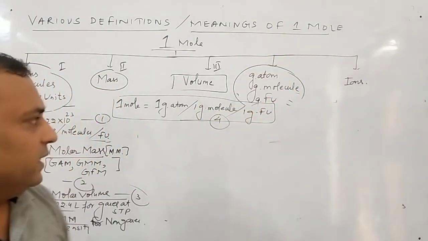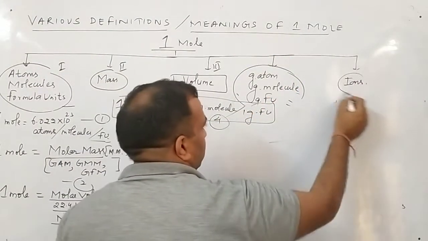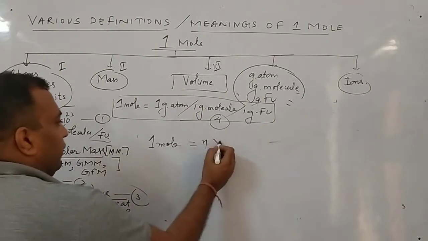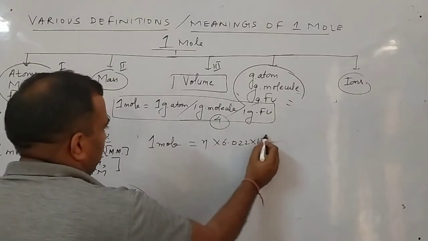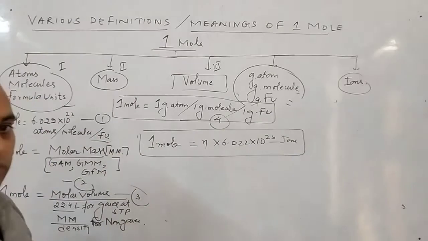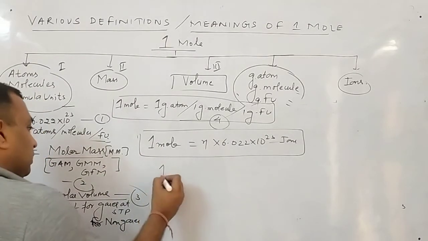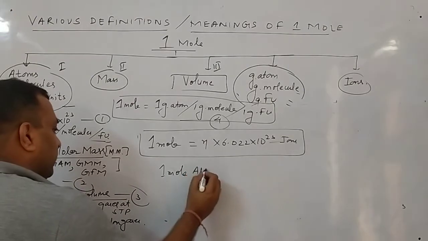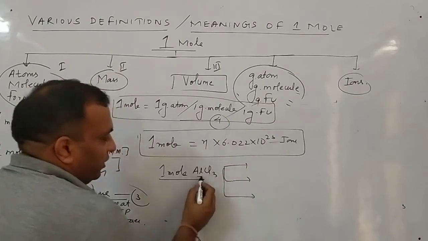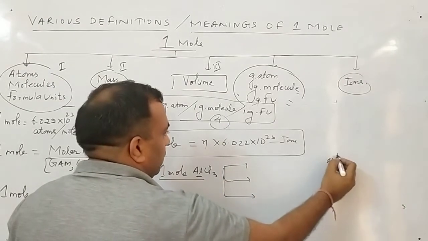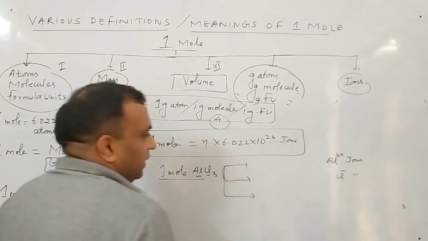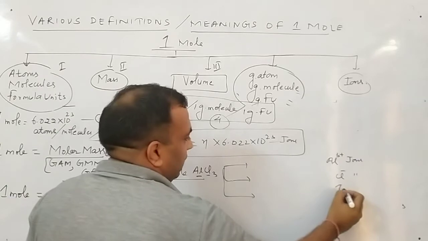Actually, the last one, ions. We have to explain in terms of ions. So simply I write: 1 mole contains n into Avogadro number of ions. Remember? So how can I calculate? Listen very carefully. 1 mole AlCl3. Okay, I will calculate the ions in terms of 3. First I will calculate Al, 3 positive ions. Then I will calculate Cl negative ions. Then I calculate total ions.